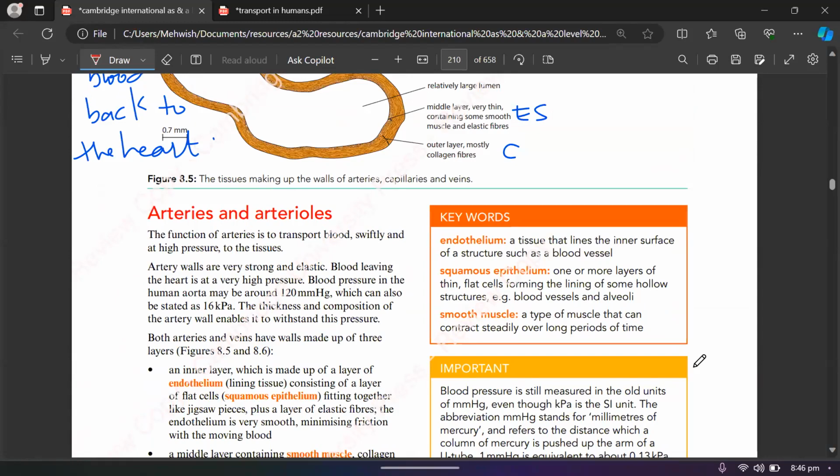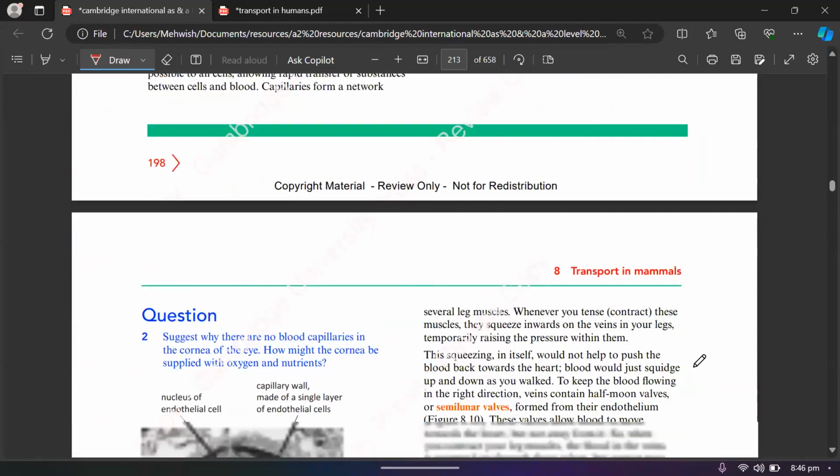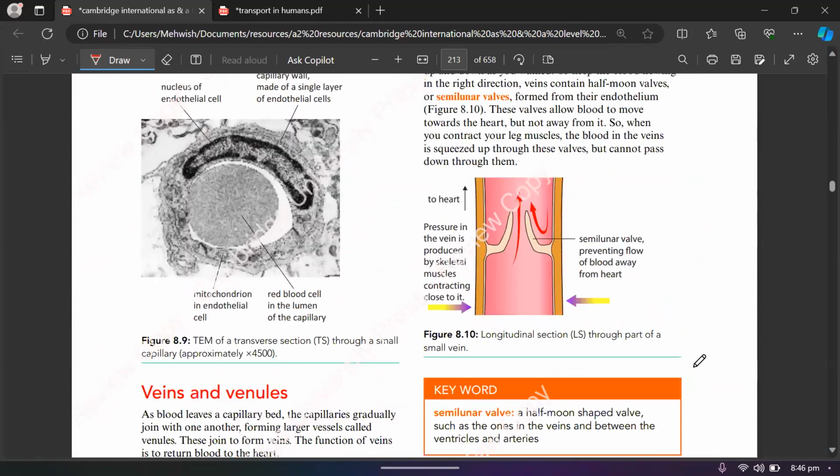So I think that's it for today. The blood vessels are covered, right? And now we will talk about veins in our next class.